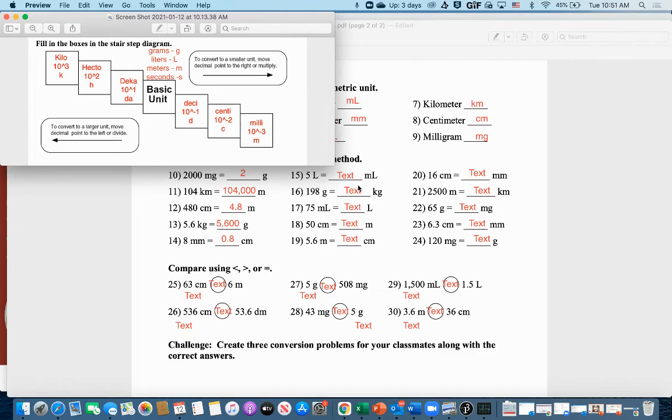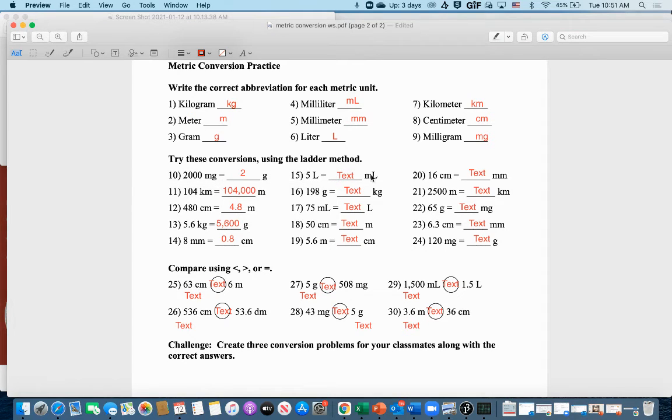Okay. Hopefully you have tried these for yourself. I'm going to go through these ones quickly. I'm going to go liters to milliliters, right? If I'm at my base unit, I'm going down 3. So I just move this 3 to the right. That'd be 5,000 milliliters right here.